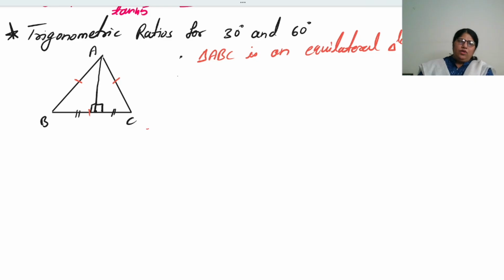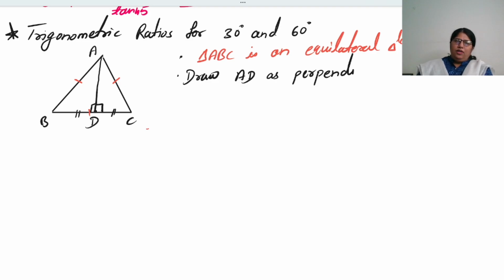So what is the next step? You will draw AD. If I mark AD as the perpendicular bisector of BC, right? So how are you going to start proving now?